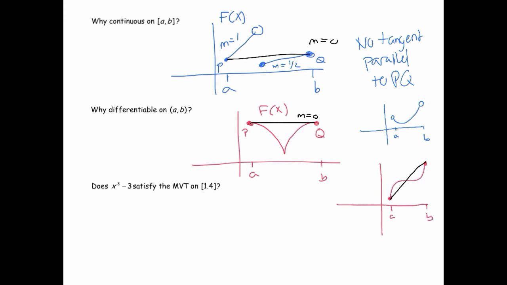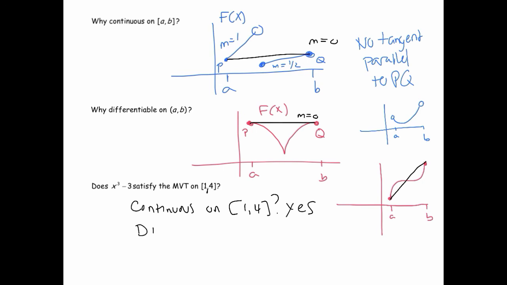So let's just finish with a quick analysis of x cubed minus 3. Does that satisfy the mean value theorem on the interval 1, 4? That should not be a decimal point. That should be a comma. Well, we just have to check, is this continuous? Is this continuous on the closed interval 1 to 4? Now it's a polynomial, and those are continuous everywhere in their domain, so that answer would be yes.